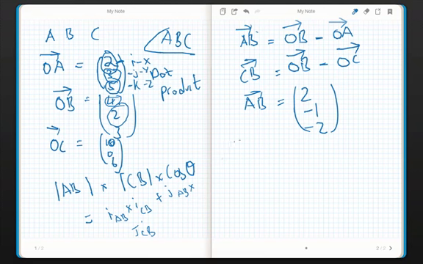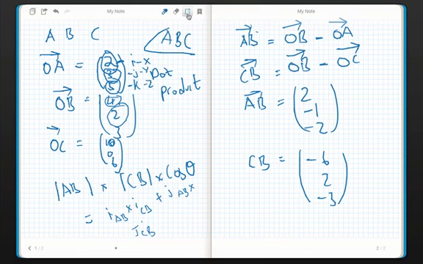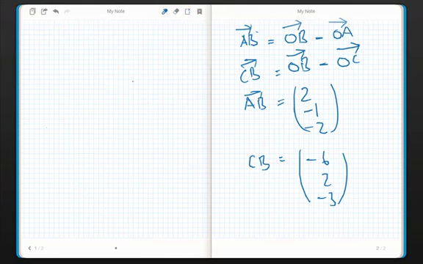This is AB. Now, CB is equal to OB minus OC. The same method, 4 minus 10, minus 6, 2 minus 0, 2, and 3 minus 6, minus 3. Now, we use the formula that we came up with. That's the dot product formula. That is this formula over here. Now, I hope you've taken this down. I'll just erase this. I'm going to clear the page.